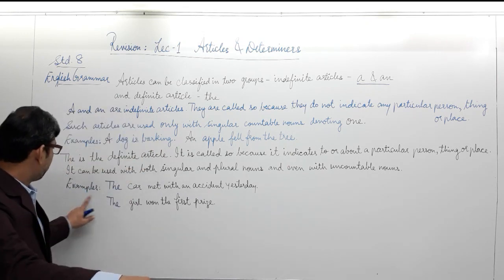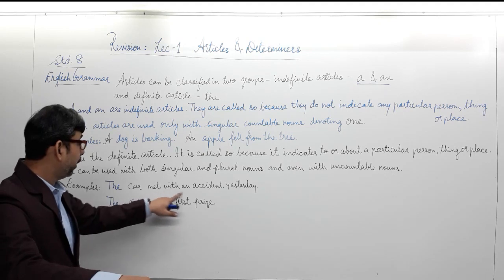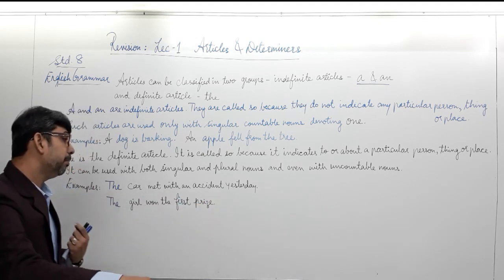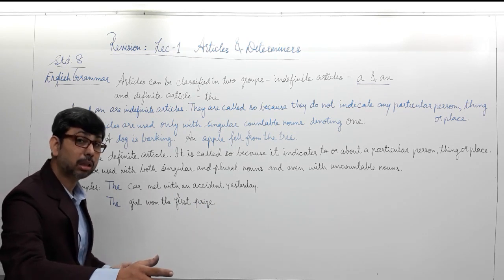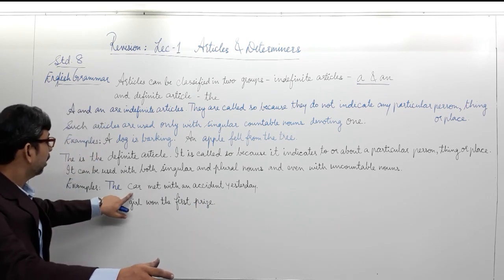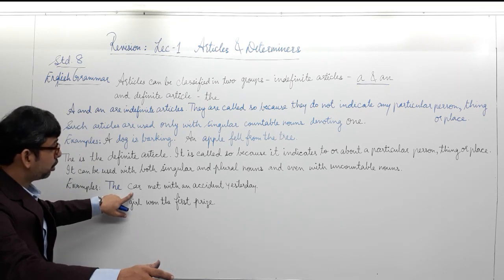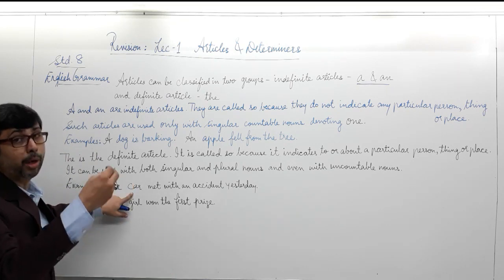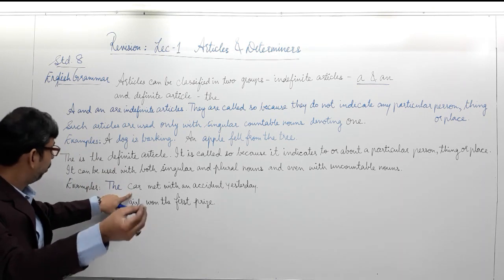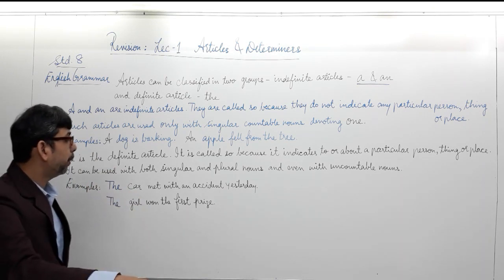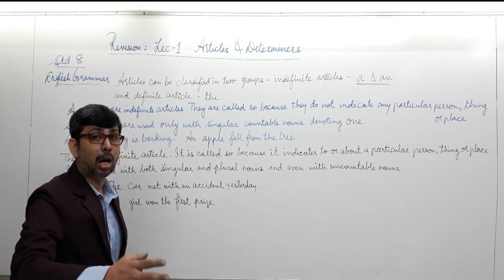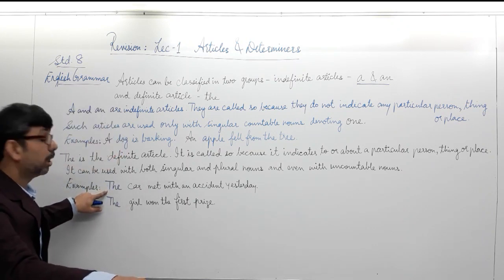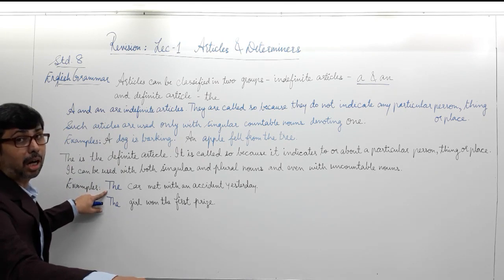Let's take two examples. The car met with an accident yesterday. Are we meaning to say that any car met with an accident, or a particular car? Well, here we mean the car which was traveling, pointing out a particular car. Therefore, we are saying the car met with an accident. You are referring to some particular car. Therefore, it is necessary to use the definite article the when referring to such an idea.